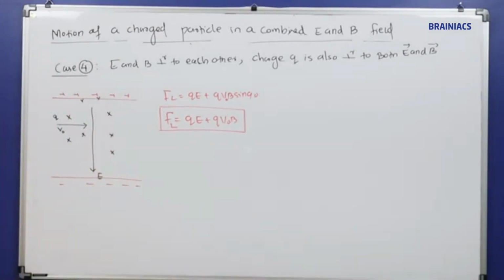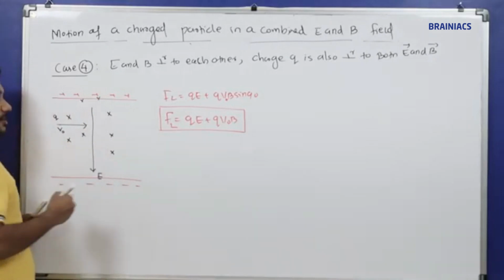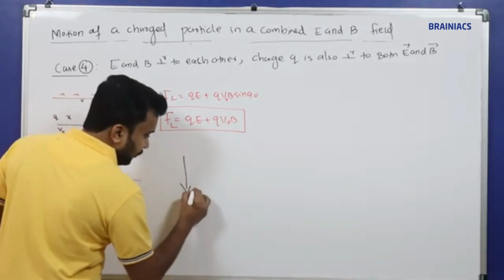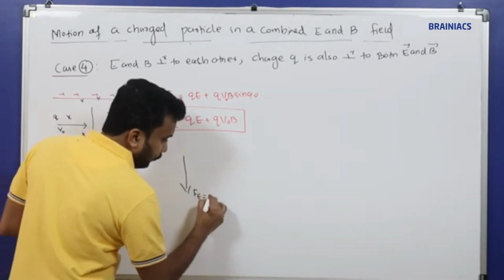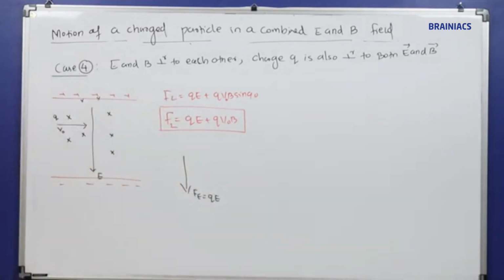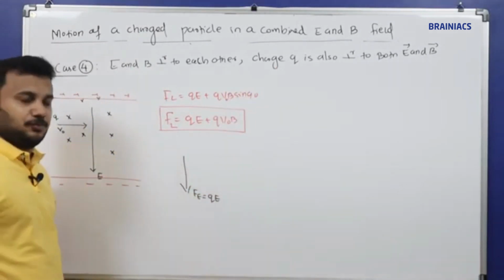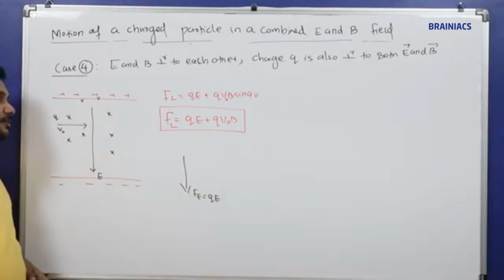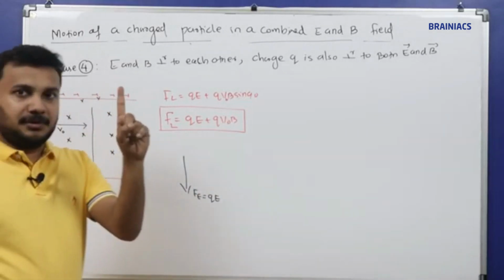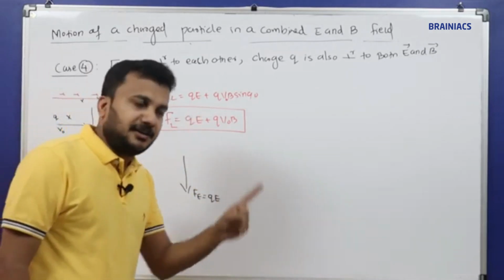So what is the direction of the electrical force? Here the electric field is in this direction, which means the electrical force is also in this direction. FE equal to QE in this direction. But what is the direction of the magnetic force? The magnetic force direction can be found using Fleming's left hand rule. So what is Fleming's left hand rule saying? Magnetic field, forefinger giving the direction of the magnetic field.